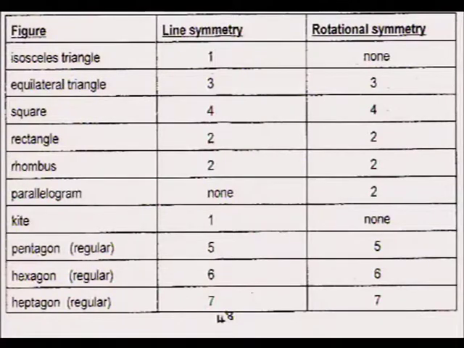There are figures. The isosceles triangle, you can draw it for yourself. And the equilateral triangle, the square, the rectangle, the rhombus, parallelogram, the kite, pentagon, hexagon, heptagon. How many lines of symmetry they have and how many times you have to turn it to get the same figure again.